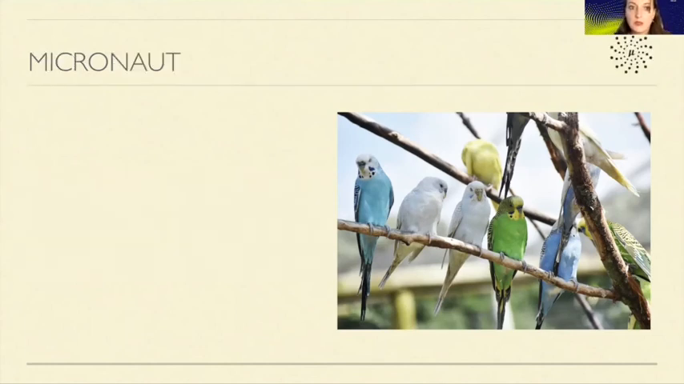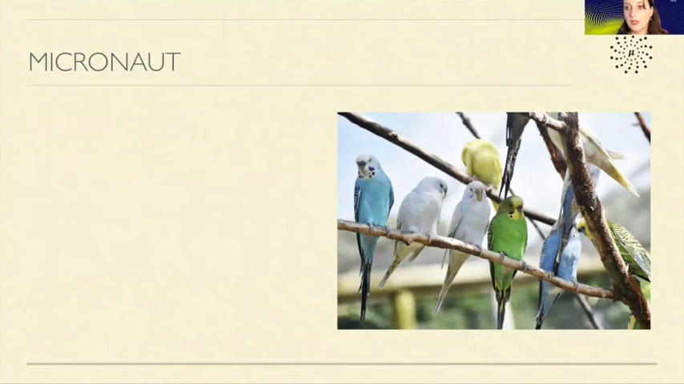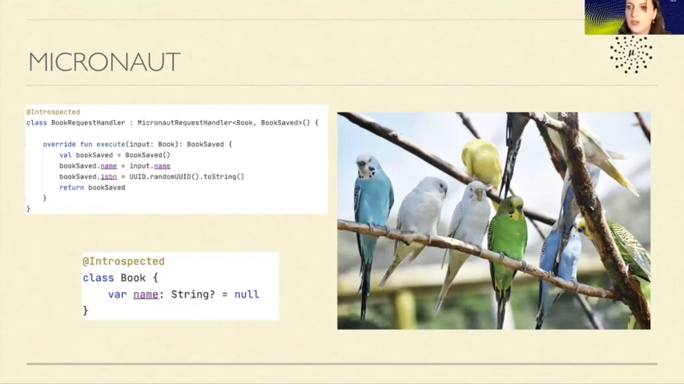Let's have a look at Micronaut. With Micronaut, you can implement functions instead of applications. It runs on GraalVM and it has a pretty nice Micronaut CLI. Using that CLI, you can generate a full Kotlin application, actually, which looks like this. And you can declare your objects in your function just like this. Here you will see some nullability, so it still looks a bit Java-ish.